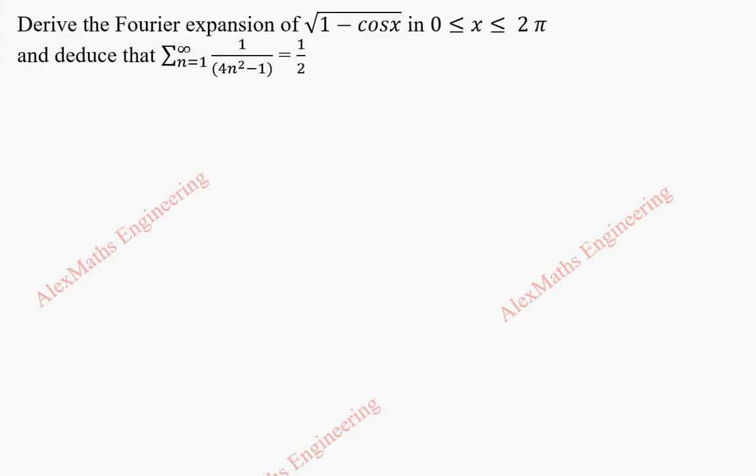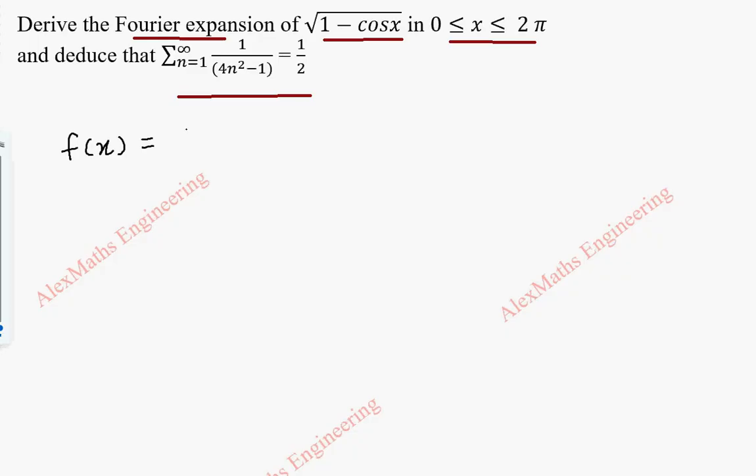In this video, we are going to derive the Fourier expansion for the given function f of x, which is root of 1 minus cos x in 0, 2 pi. And also we are going to deduce summation n equal to 1 to infinity 1 by 4n square minus 1 equal to 1 by 2. In the first part, we are going to write the Fourier series expansion formula.